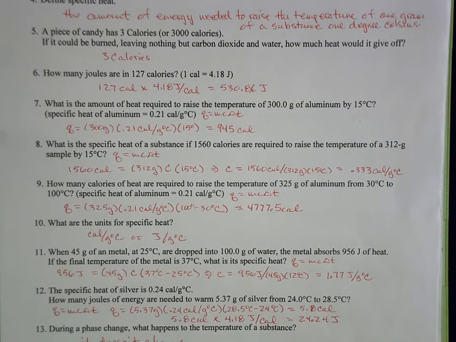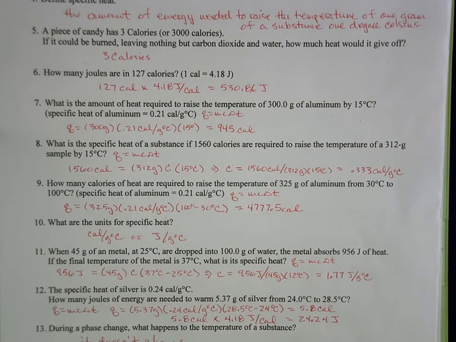9, how many calories? Again, Q equals MC delta T. 325 is the M. 30 degrees is the delta T. Oh wait, 30 to 100 is the delta T. So delta T was 70. 0.21 is the C. Multiply the 3 together. What are the units for specific heat? Calories per gram degree Celsius or joules per gram degree Celsius?